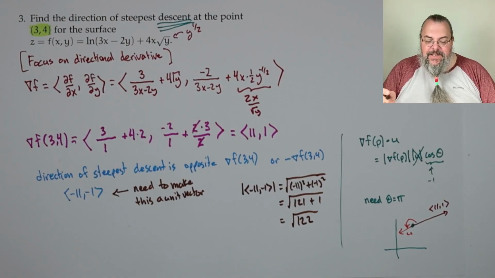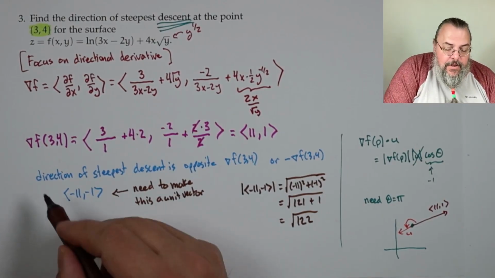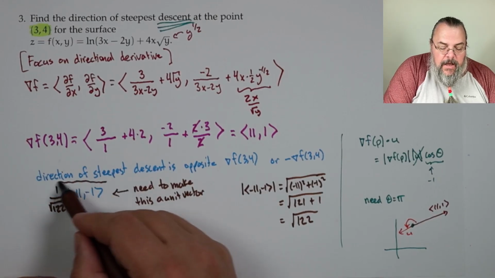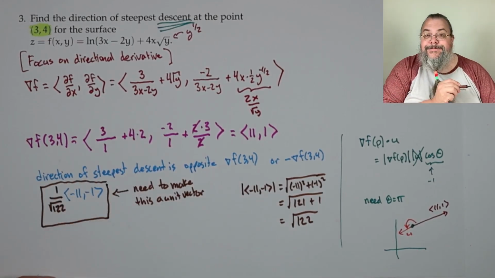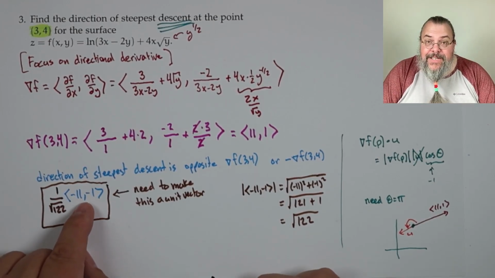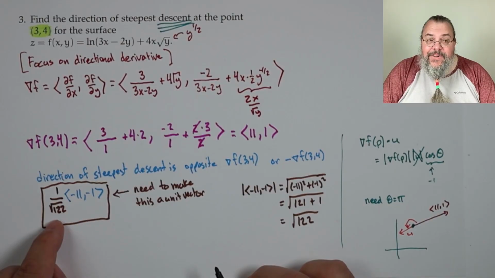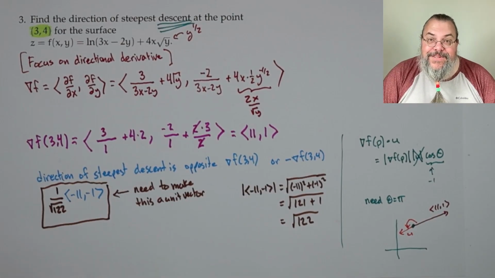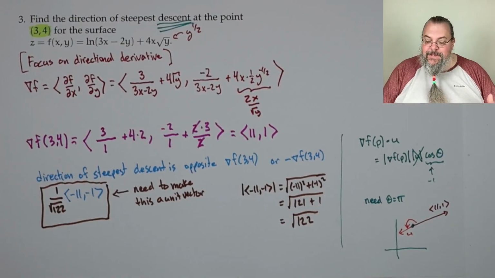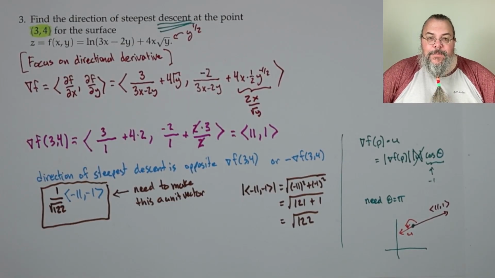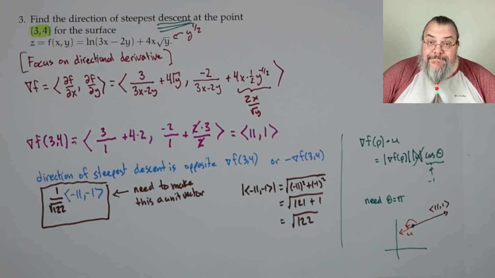So, how do we now use that? Well, you come in front with 1 over the square root of 122. And now, we're done, right? So opposite the gradient, that's steepest descent, make it a unit vector, divide by the magnitude, and then you have the direction of steepest descent. Okay, and there we go. Whew! All right. Well, we made it. All right. Let's get going.